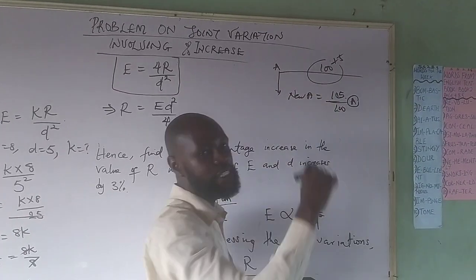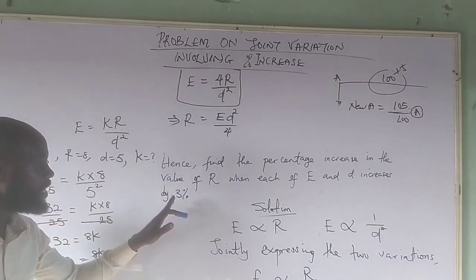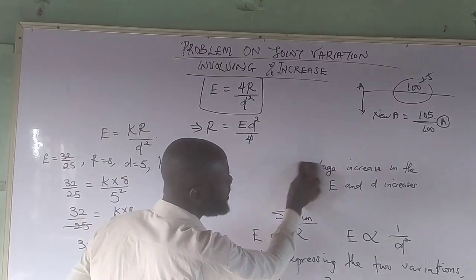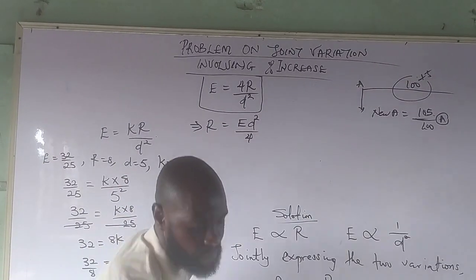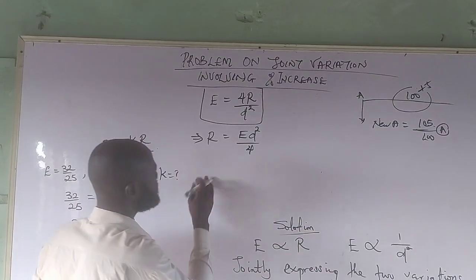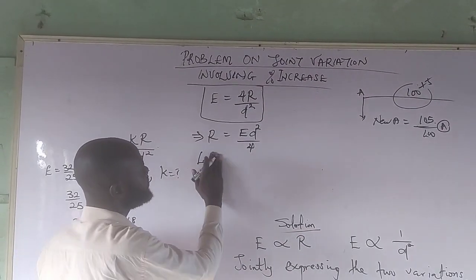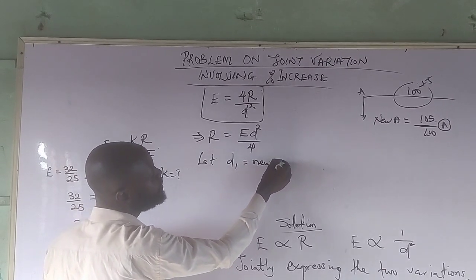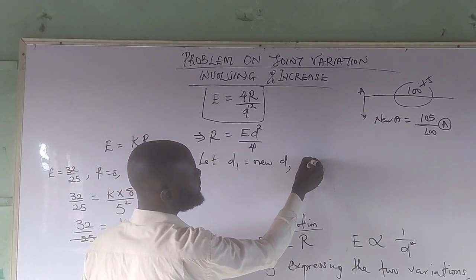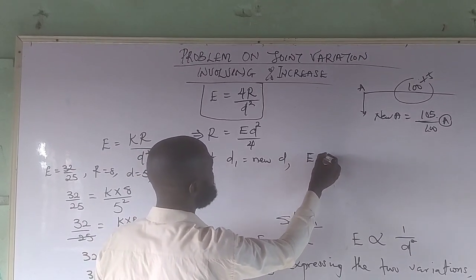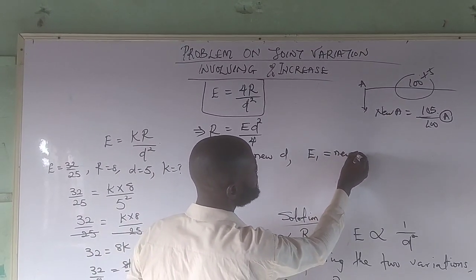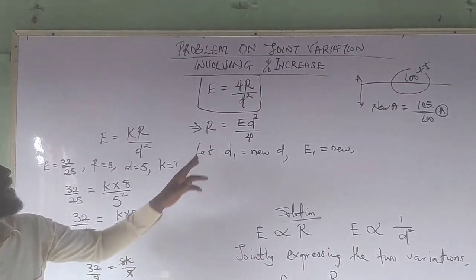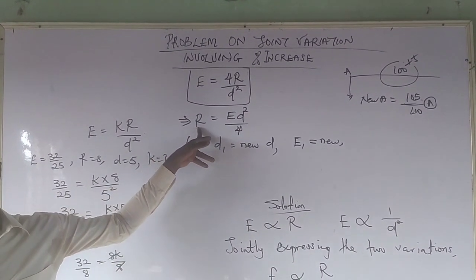105/100 of the old quantity A. So the same thing is applicable to this question. We are having percentage increase in E and D. So let our D1 represent new D. Let E1 represent new E. Then if E and D change, definitely we are expecting a new value for R.